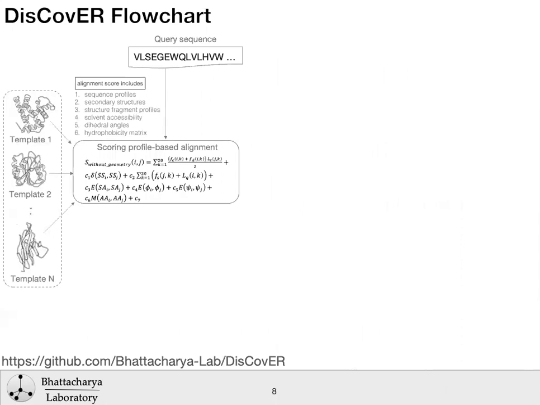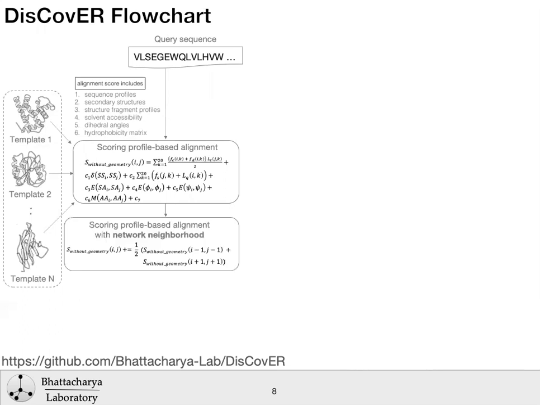Let's discuss briefly our DisCovER methodology. First, we use a standard profile-based scoring function to score the ith residue of the query and the jth residue of the template, considering sequential and structural features. Next, to further improve the sensitivity of profile-based alignment, we account for network neighborhood and then use Needleman-Wunsch dynamic programming to score every query template alignment.